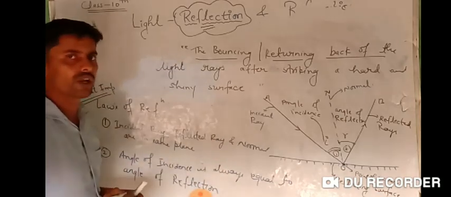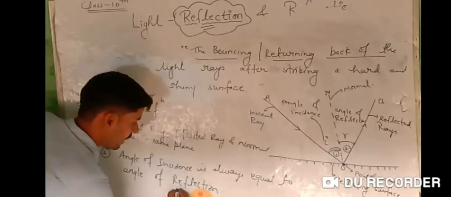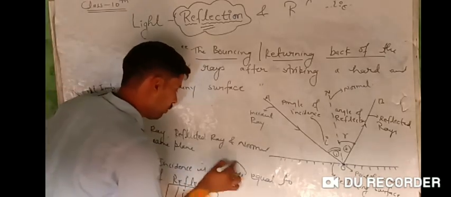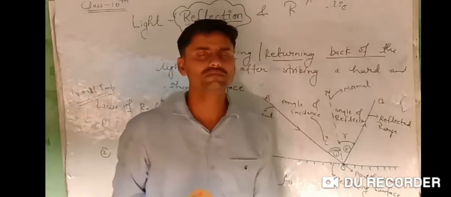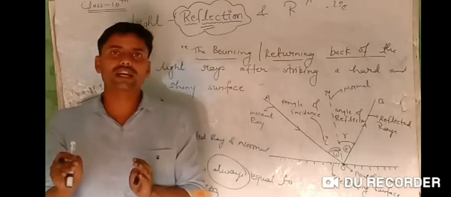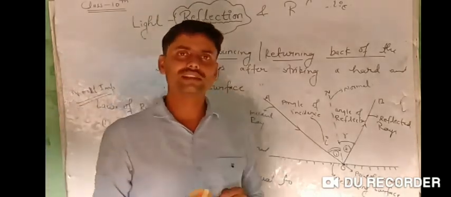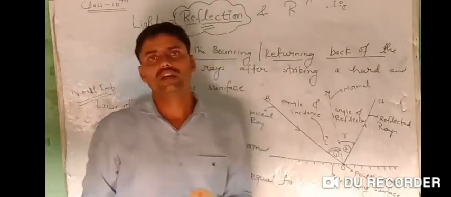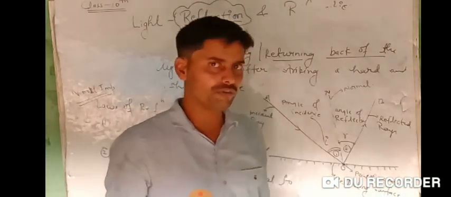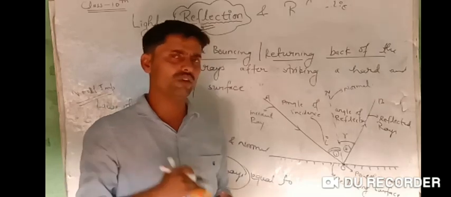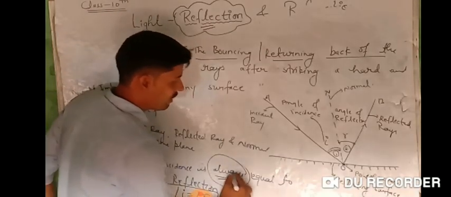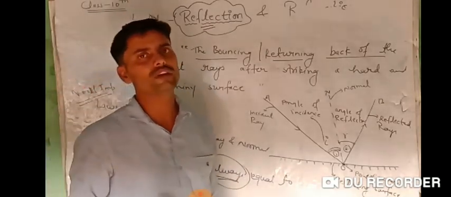The angle of incidence is always equal to the angle of reflection, that is, this angle I is always equal to angle R. You have to remember this word always, because sometimes in multiple choice questions it is asked, what do you understand by reflection: the incidence angle is equal to the angle of reflection, the incidence angle is not equal to the angle of reflection, sometimes the incidence angle is equal to the angle of reflection, or the angle of incidence is always equal to the angle of reflection. So remember the word always.